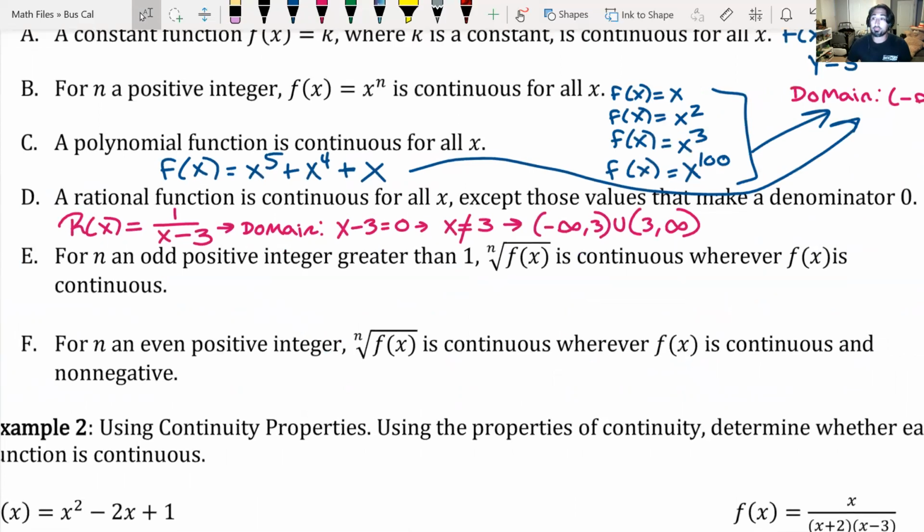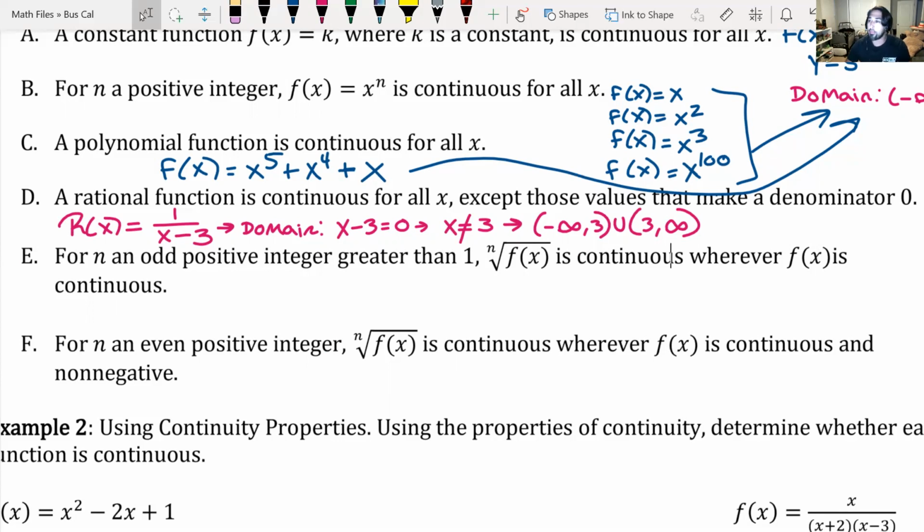Okay, so we would say in continuity terms that my rational function of 1 over x minus 3 is continuous everywhere except at 3. Or we would say my function 1 over x minus 3 is discontinuous at what number? And that number would be 3. Okay. Whew. All right.